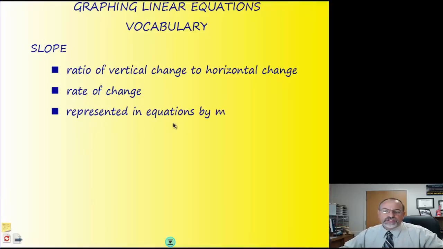In equations, it's represented by a lowercase m. So when you're looking at general forms of equations, they're going to have all these letters in them. We want to look for the lowercase m because that's where we will put the value of the slope.